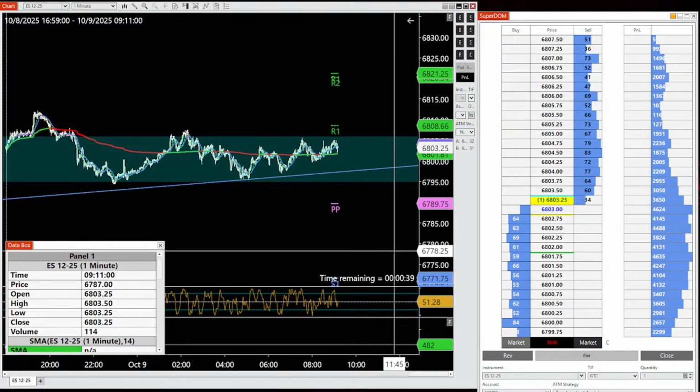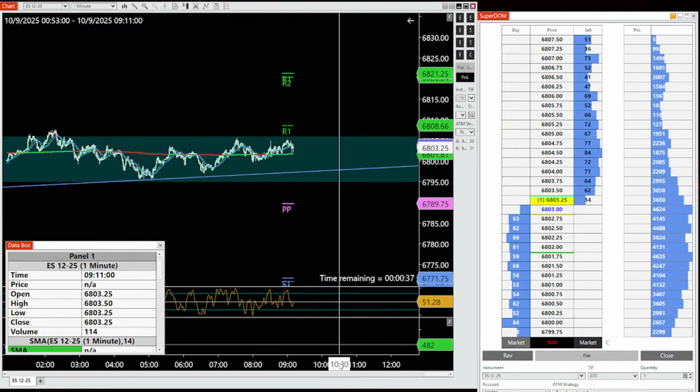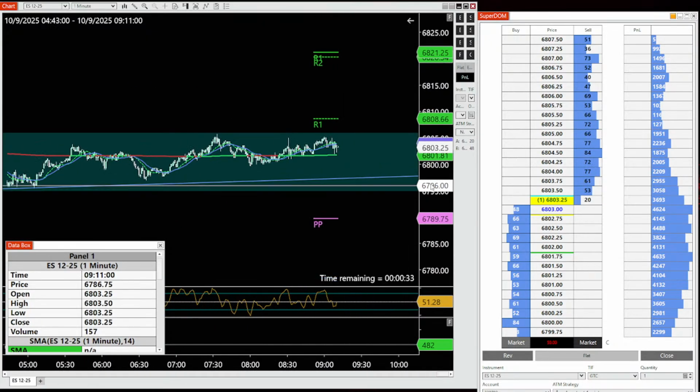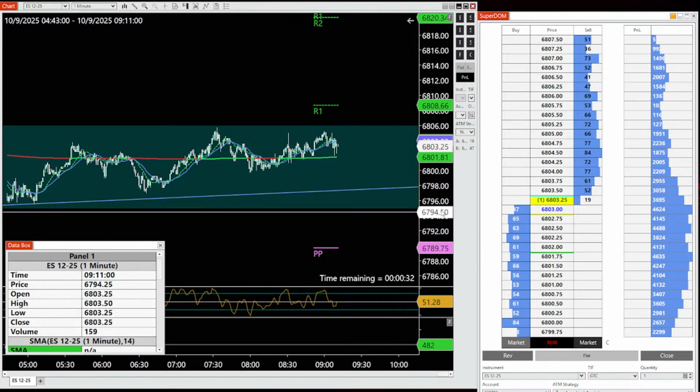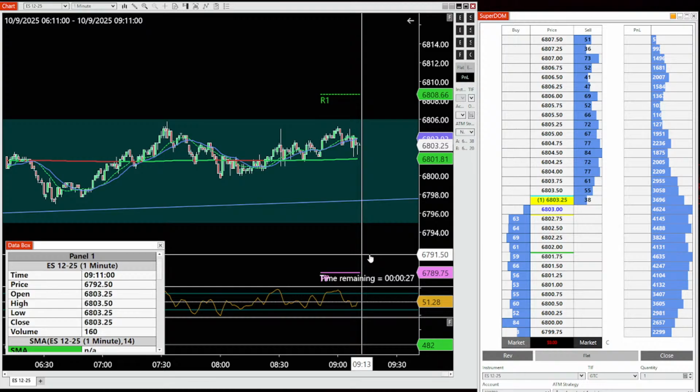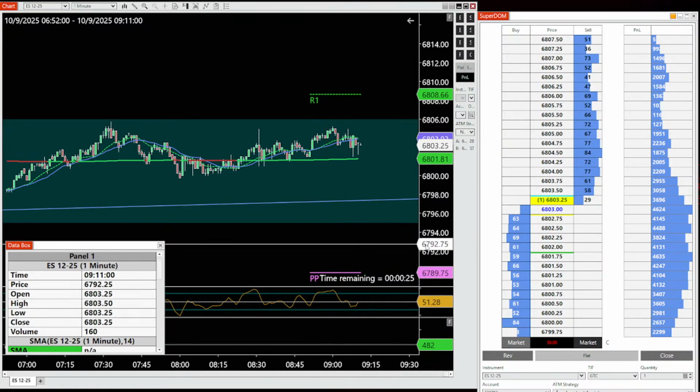So let's just be patient and see what the market wants to do today. And if we can find an entry, if I can find an entry to get in here.